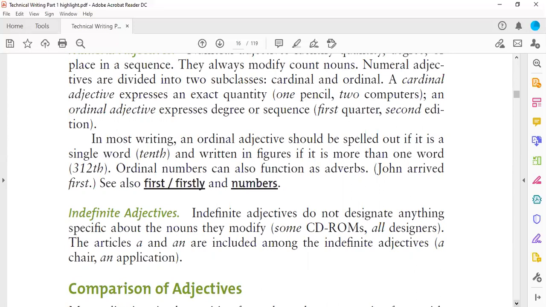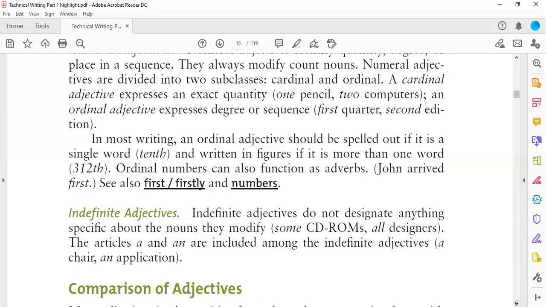But ordinal, it does not talk about numbers. It talks about the position or the sequence. We have the first quarter. First here is not a number. It talks about the stage or the sequence or the degree. The second edition, okay, it talks about the position or the sequence or the degree, not the number.